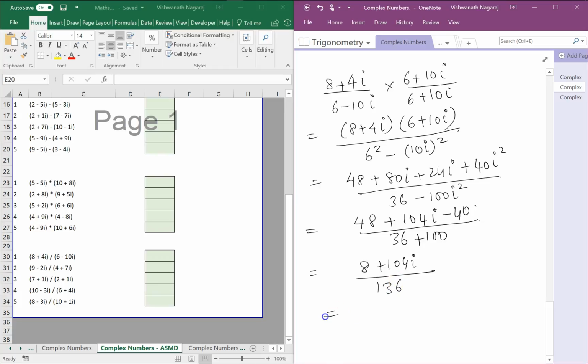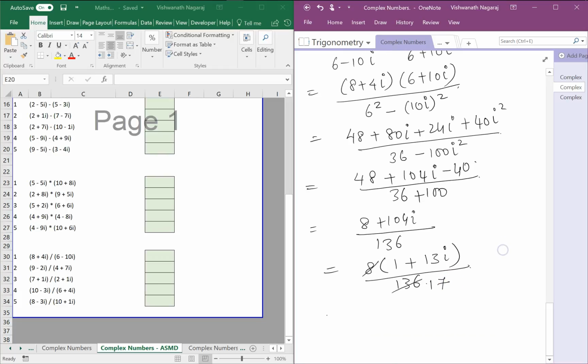136. Now here what is common? 8 is common. 1 plus 8 ones 8, 2 24, 8 3 is a 24i. Again 8 ones 8, 5 remainder 56, 7 8 is a 56. So the answer is 1 plus 13i by 17.